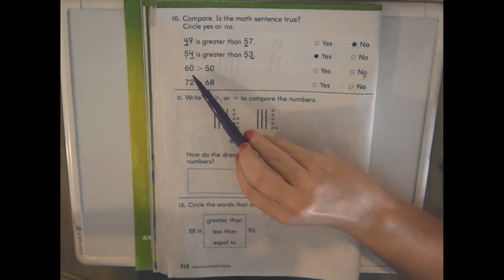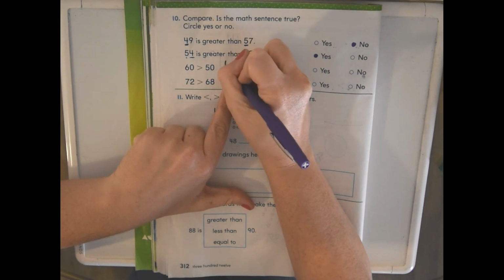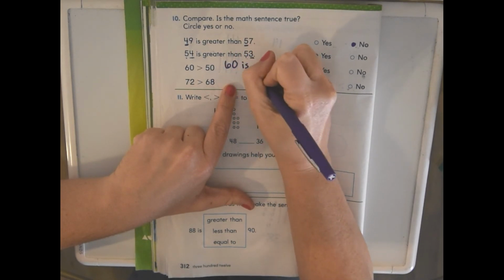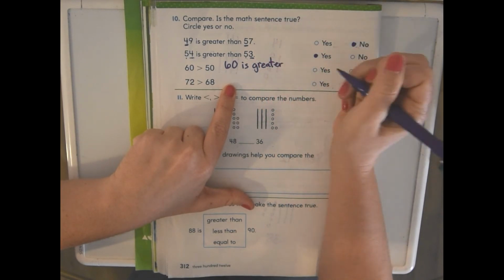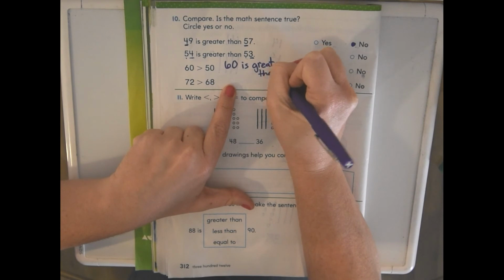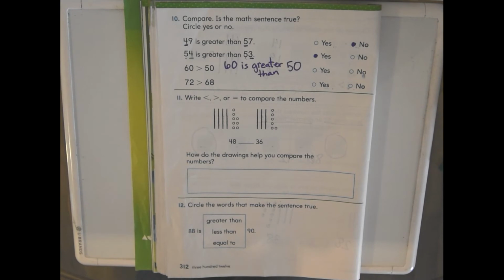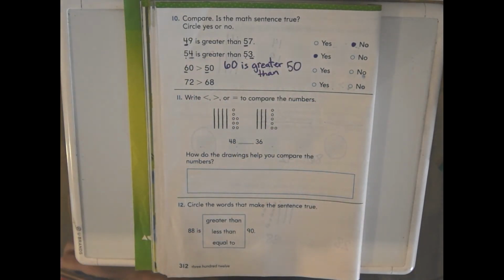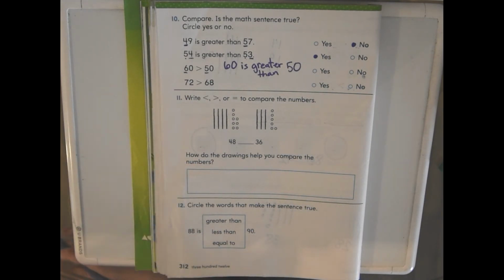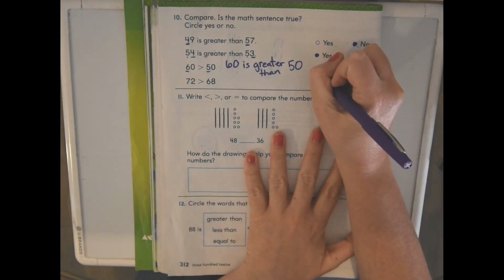Okay, now 60 is, now what does this sign mean? Greater than. I'm going to even write it over here. 60 is greater than 50. Okay, is that true? Well, this one's pretty easy. We just have to look right at the tens, and we see 60 is made out of 6 tens. 50 has 5 tens. 60 has more tens, so yes, it is greater than 50. We're going to bubble it in.